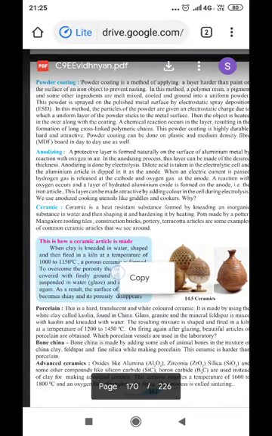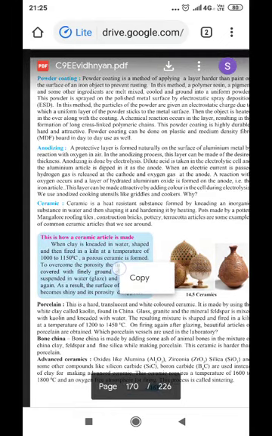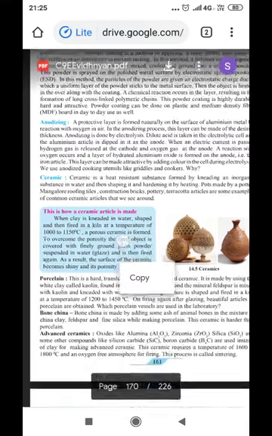Then the object is heated in the oven along with the coating. A chemical reaction occurs in the layer, resulting in the formation of long cross-linked polymeric chains. This powder coating is highly durable, hard, and attractive. Powder coating can be done on plastic and medium density fiber, both used in day-to-day life as well.